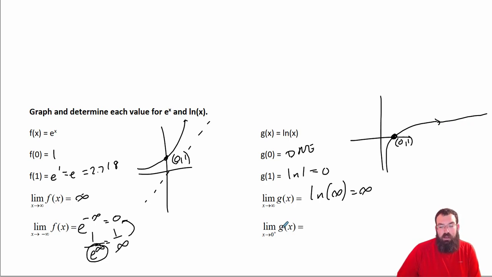And then the limit of g of x as x approaches 0 from the right, I'm going this way down. So that's going to be negative infinity, because it's, again, going down and down and down.